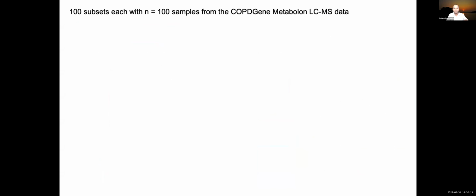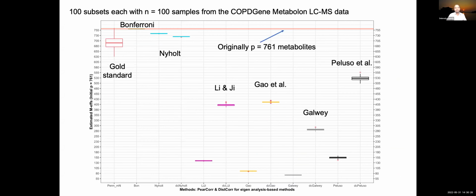I will show you the results of one simulation setting where we have taken 100 subsets, each with sample size 100, from this COPD gene metabolome data. And I will show you the comparison between 5 eigenanalysis-based methods, the Bonferroni and the gold standard permutation-based approach. So here we go. The horizontal red line is indicating the original 761 metabolites. The y-axis indicates the estimated effective number of tests. The leftmost box plot corresponds to the permutation-based gold standard approach, where it estimates the effective number to be 690 or so. And these are the 5 different methods that we have compared.